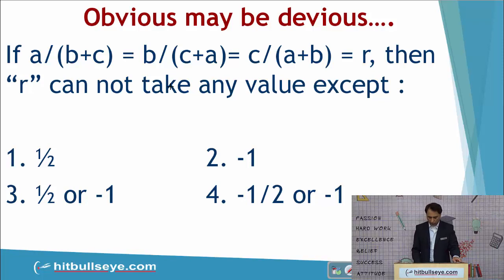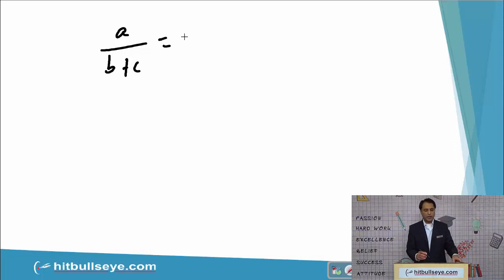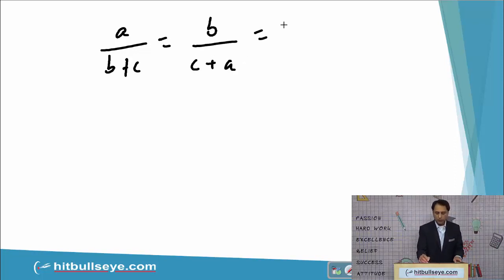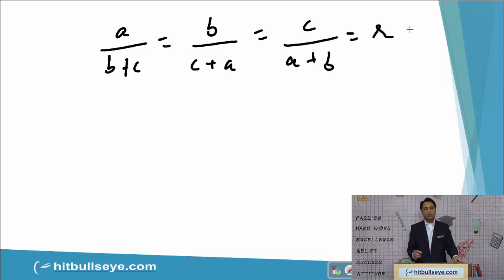Now if you look at this question carefully, the topic from which this has been sourced is equations. And the equation which has been given is a very simple one. A upon B plus C is equal to B upon C plus A is equal to C upon A plus B is equal to R. So we have to find the possible values which R can take.